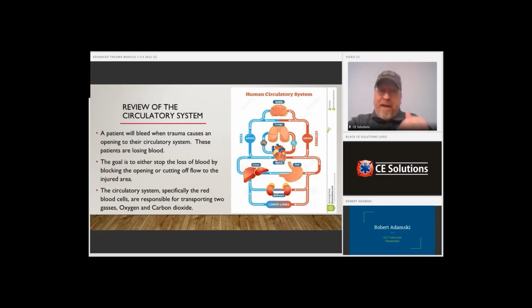But remember, the main function from a physiologic standpoint of the human circulatory system is to provide perfusion, or adequate blood flow, and therefore oxygenation and delivery of nutrients, as well as removal of waste products like carbon dioxide and lactic acid, to our tissues and therefore our vital organs: the heart, the brain, the kidneys, the lungs, etc.